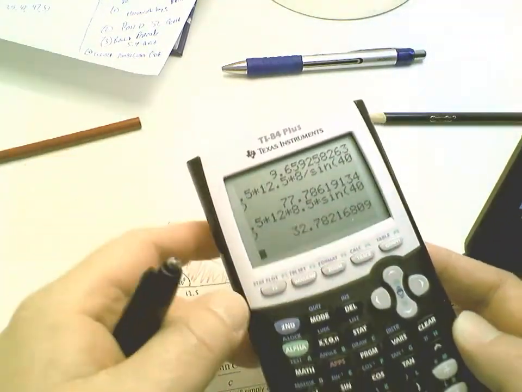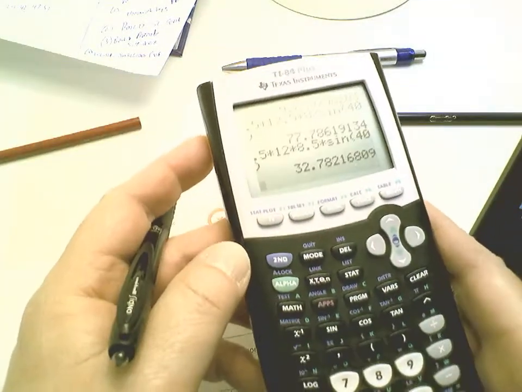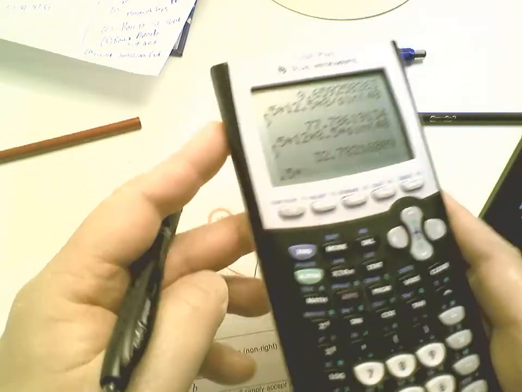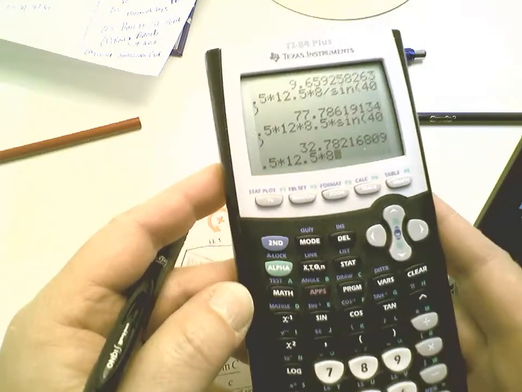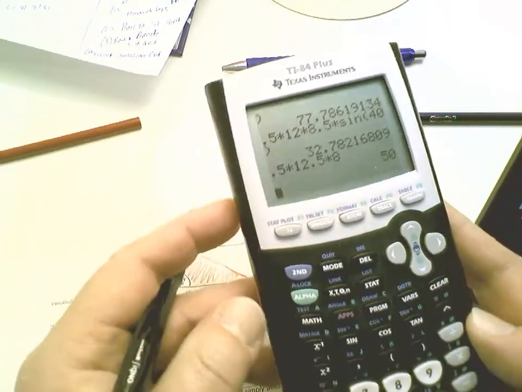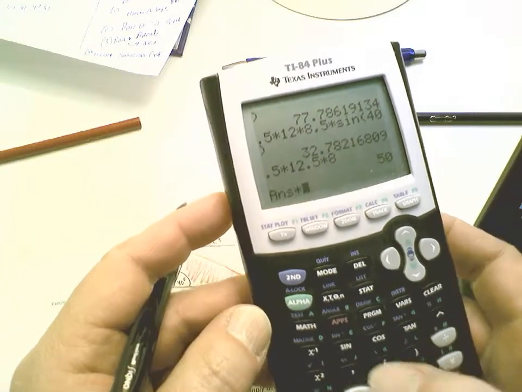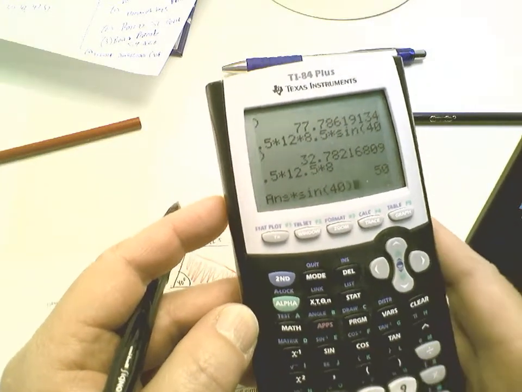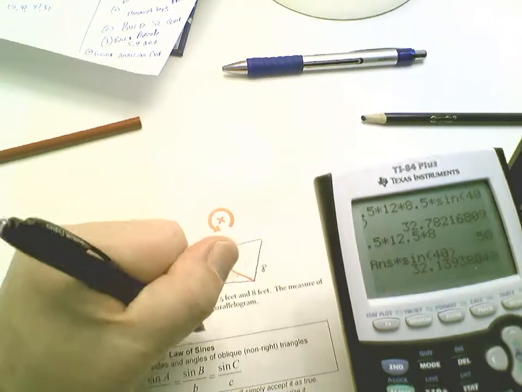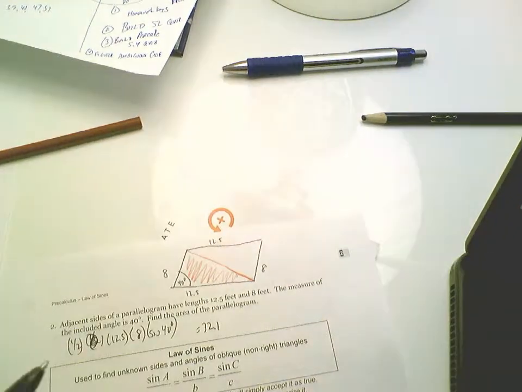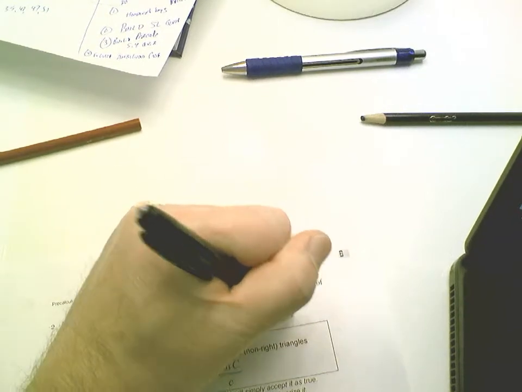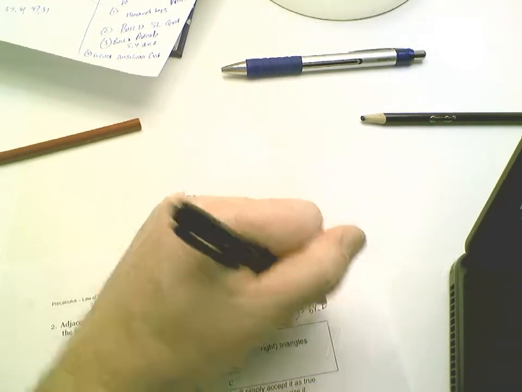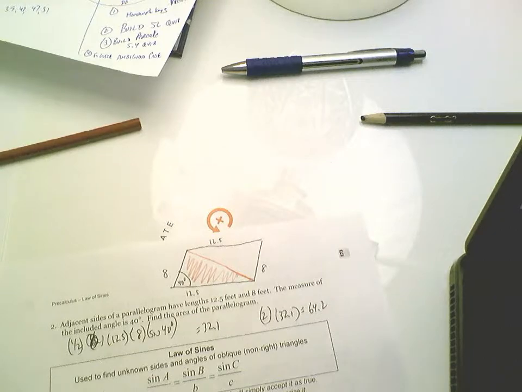One more time. How about 12.5 and 8? 0.5 times 12.5 times 8. I like that so far. That's much better. Times the sine of 40 degrees. 32.1. And I could double this, and the total area would be 2 times 32.1 equals 64.2. That would be the area of this parallelogram.